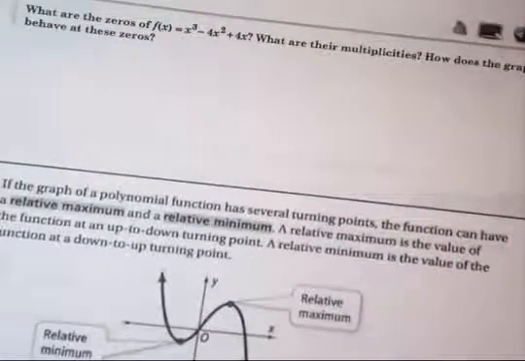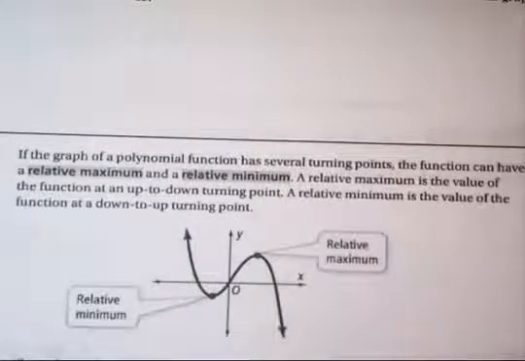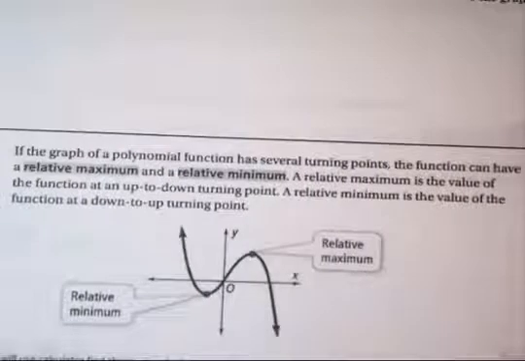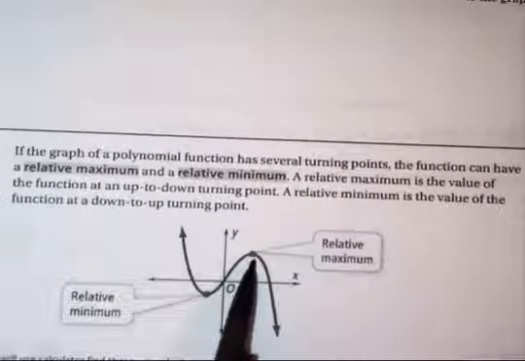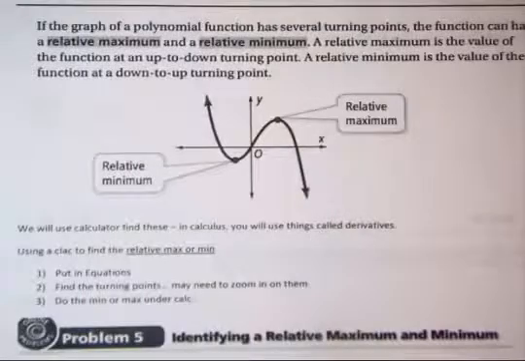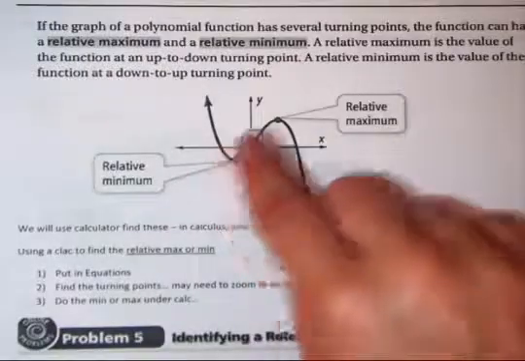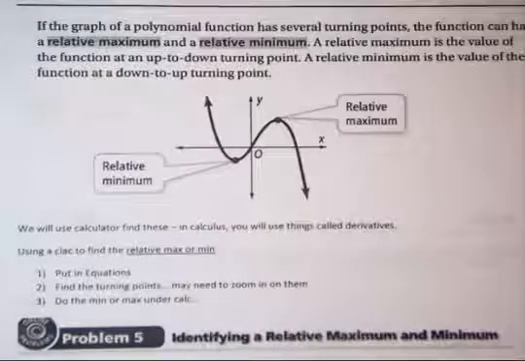Next, if the graph of a polynomial function has several turning points, the function can have what we call a relative maximum, and it can have a relative minimum. A relative maximum is the value of a function at an up to down turning point. The relative minimum happens at a down to up turning point. We're going to learn how to use a calculator. In calculus, you're going to learn how to do these with these items that we call derivatives. Alright, we're not there yet, that's for sure. But these little turning points, these minimums and maximums, they're going to be so important to you come calculus.